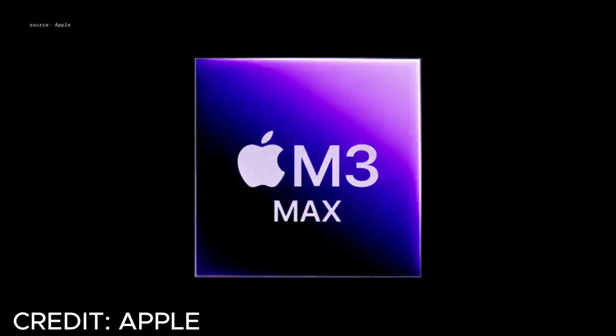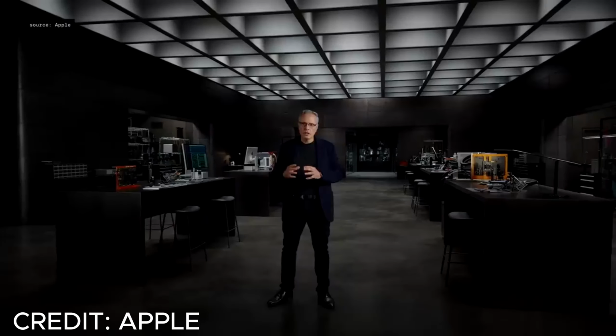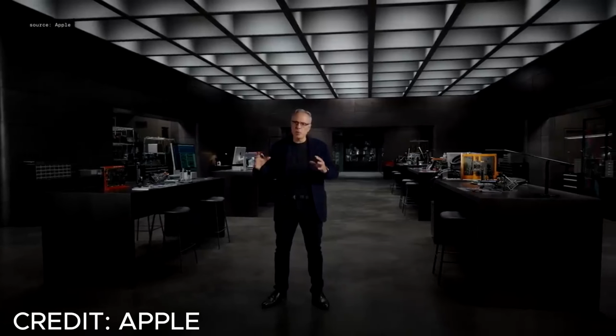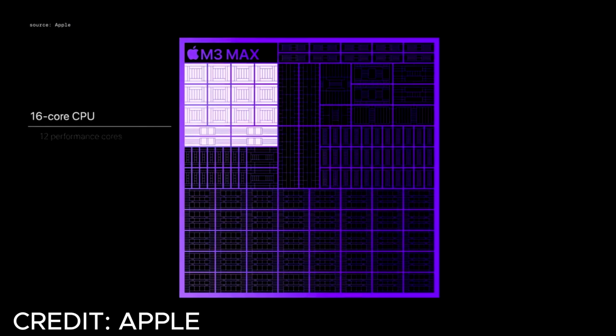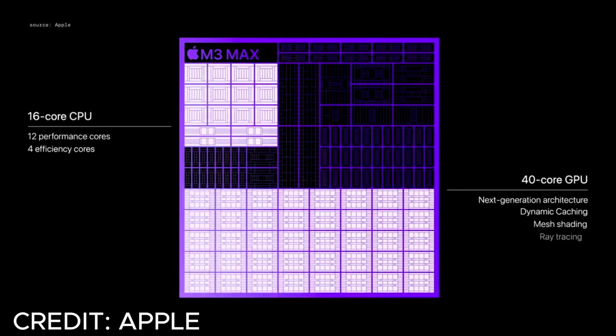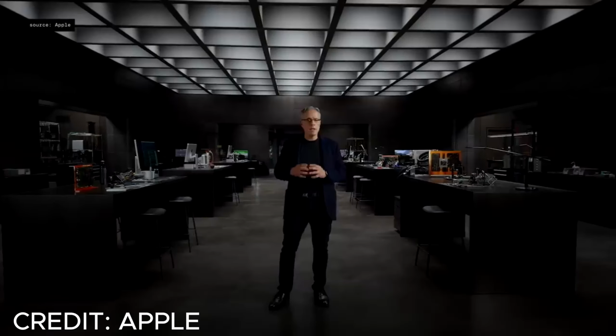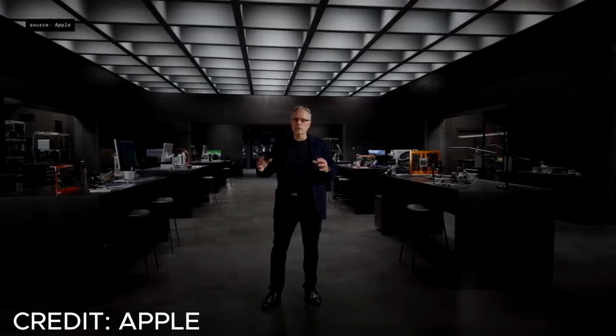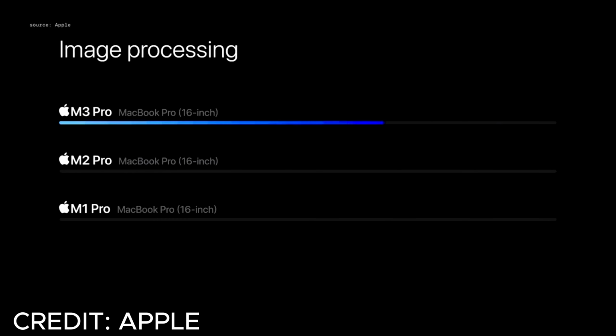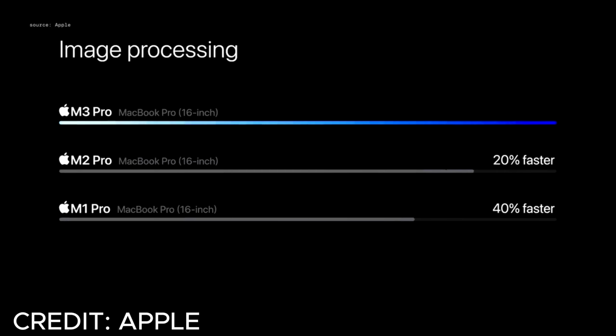And finally, M3 Max takes it even further to deliver a tremendous leap in performance for the most demanding pro workloads. It features a 16-core CPU and a 40-core GPU, and it now supports up to a massive 128 GB of unified memory, enabling AI developers to work with even larger transformer models. MacBook Pro is up to 40% faster than the 16-inch model with M1 Pro.